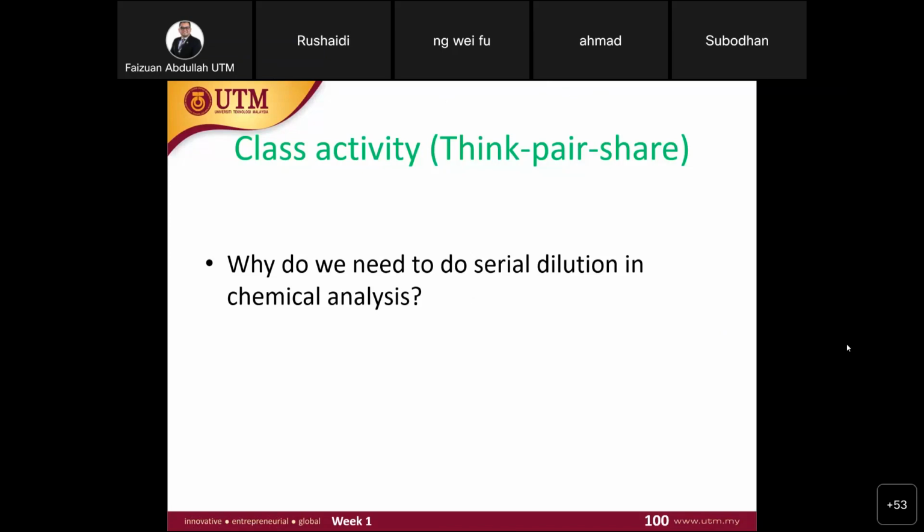Yes, doctor. So why do we need to do serial dilution in chemical analysis, from your idea? I believe that it will help us to precisely know about the chemical we need to know. You got the idea a little bit. Okay, next I want to know from Hafika Siddiq. Hafika, are you here, Hafika? Hafika, come on. Why do we need to do serial dilution in chemical analysis?